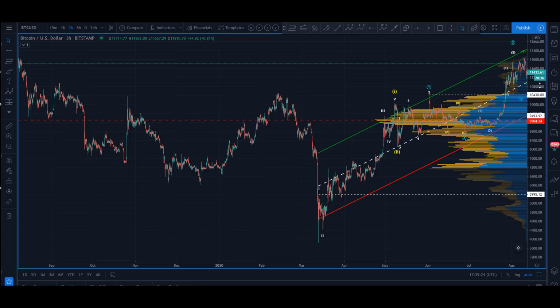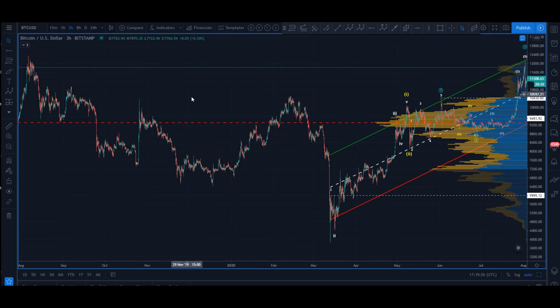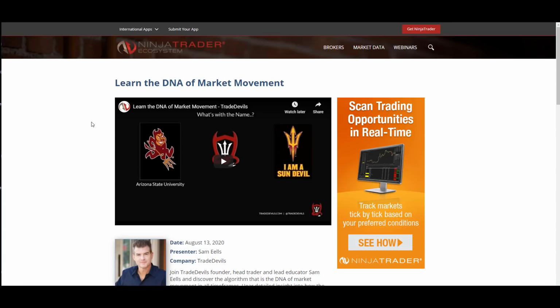Of course, we're going to take a look at Bitcoin today. So here, we'll get to the chart in just a second. Just do a couple of things real quick.